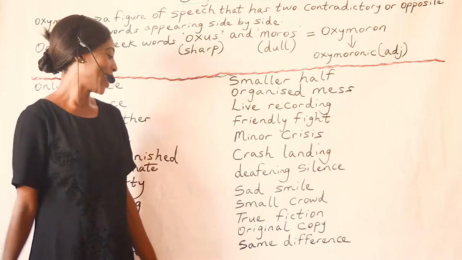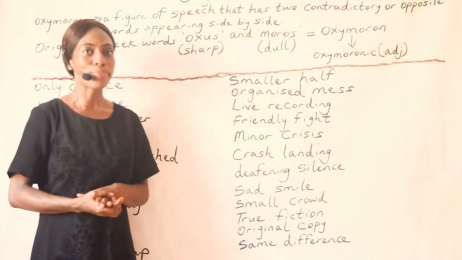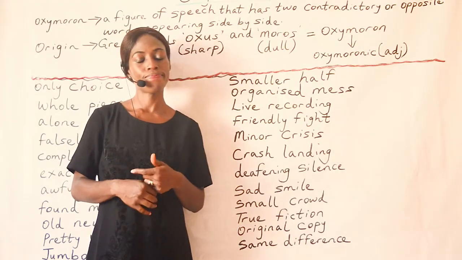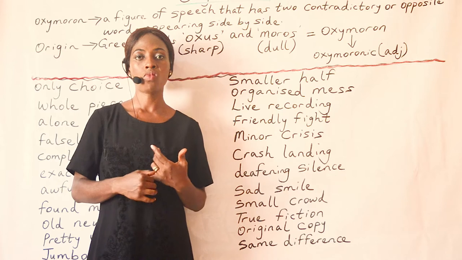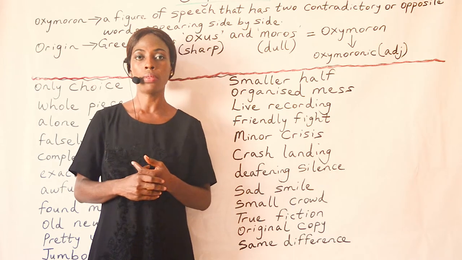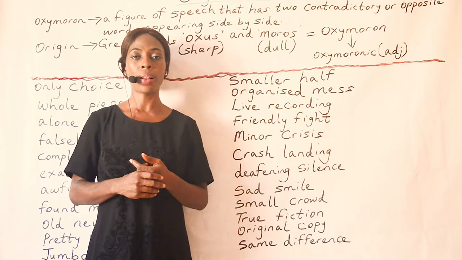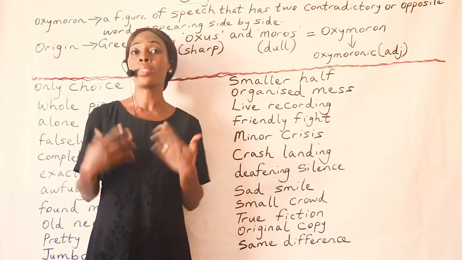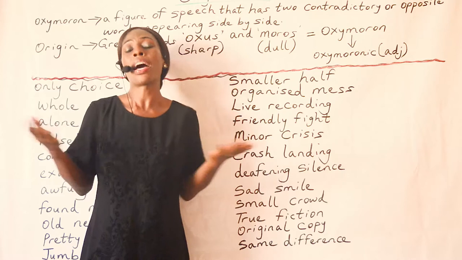Okay, funny English. The next we have is a sad smile. Sad, you're not happy. Something happened and you're frowning. I'm giving a smile. Smile, you're happy. Oh, yeah, yeah. So, how can you be sad and give a happy smile?